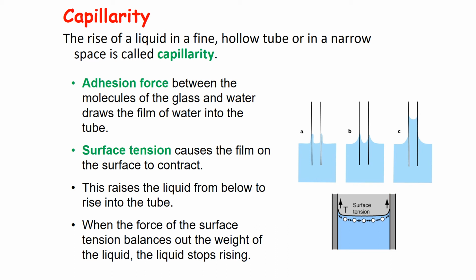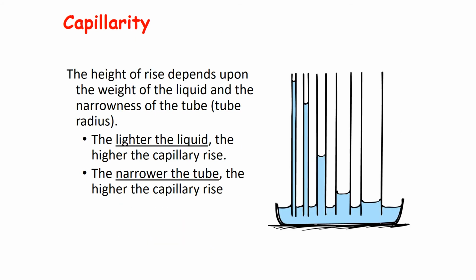When the force of the surface tension balances the weight of the liquid, it will stop rising, as shown in figure C. The height of rise in capillarity will depend upon the weight of the liquid and the narrowness of the tube radius. The lighter the liquid from the density point of view, the higher the capillary rises. The narrower the tube, less radius, the higher the capillary rise.